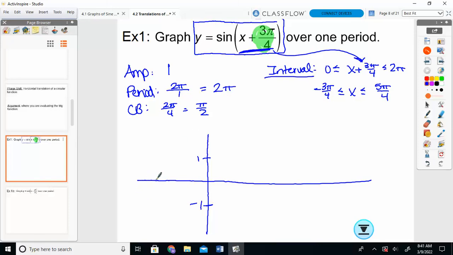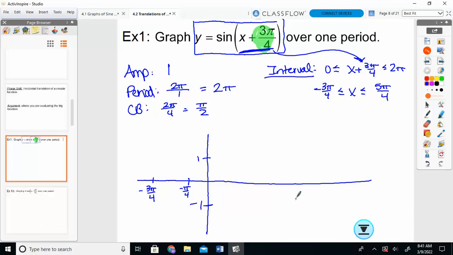Then we are going to add our count by to get each of the other points. So if you need to use a calculator, you have negative 3 over 4. Our count by is pi over 2, so plus 1/2. And when we do that, we get negative 1/4. So that's negative pi over 4.